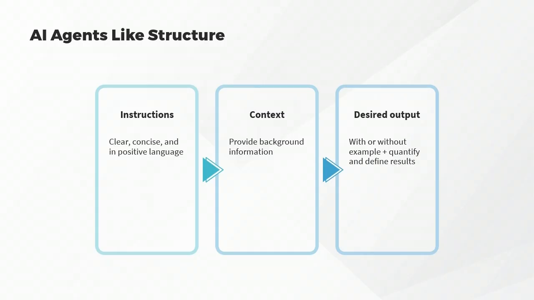Be explicit about length, format, or other measurable attributes. For example, you might request a 200-word summary or a list of 3 bullet points. By structuring your prompts in this way, you'll help Gen AI agents like Gemini deliver responses that are accurate, useful, and tailored to your needs.